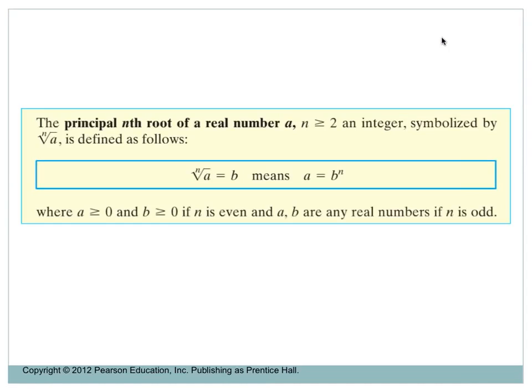So the principal nth root of a real number a, with n greater than or equal to 2 and an integer, symbolized by the nth root of a, is defined as follows. That's a little confusing, the wording, but really what it means is if you have the nth root of a equal to b, that means that a equals b to the n power. So for example, if you have the square root of 4 equals 2, that means that 4 equals 2 squared. A has to be greater than 0 and b has to be greater than 0 if n is even. A and b are any real numbers if n is odd.